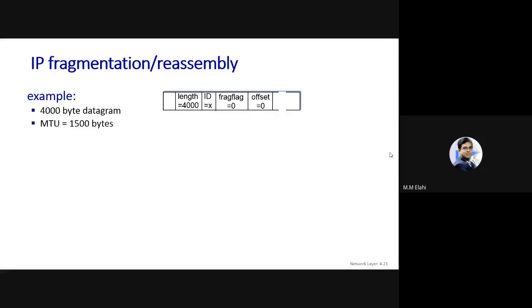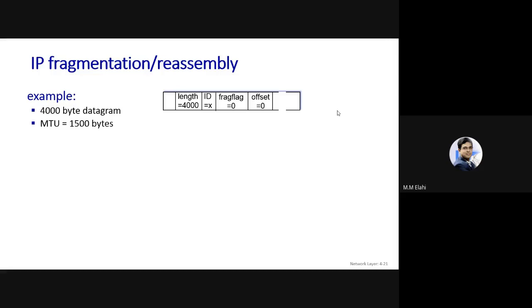So that's why দেখো, for the initial original packet, this is the information of the original packet where length is 4000, ID is X, flag is 0, offset is 0. Now MTU is 1500 bytes. That means the next link says I cannot carry more than 1500 bytes data in a single packet. So what we need to do? We must fragment. How? This is the example how it can be done.